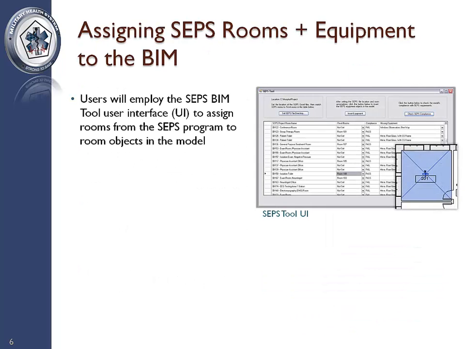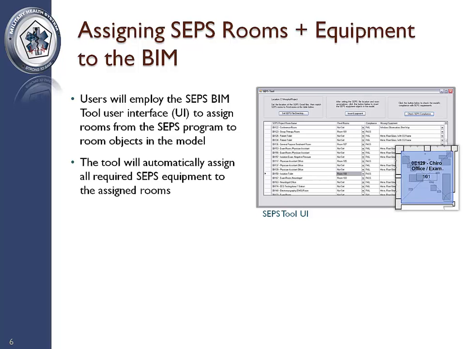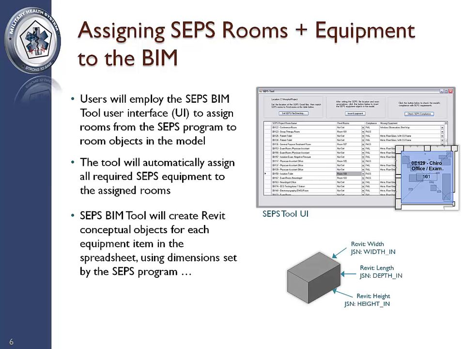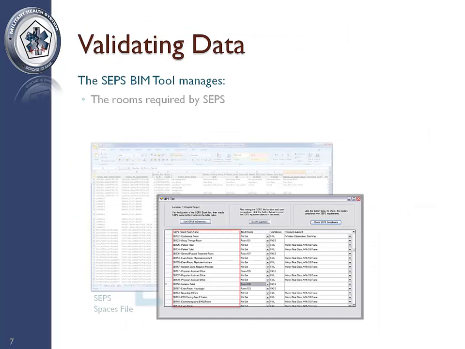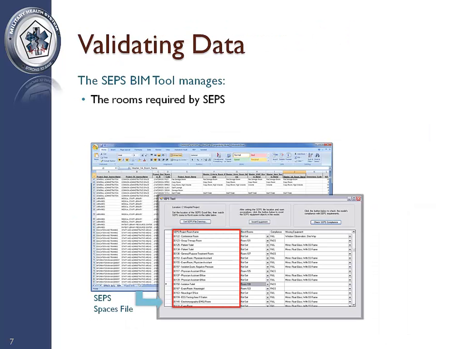Users will employ the Revit SEPS BIM tool user interface, or UI, to assign SEPS rooms to the project BIM. The tool will automatically assign all required SEPS equipment to the assigned rooms in the BIM. The SEPS BIM tool will create Revit conceptual objects for each equipment item in the project equipment spreadsheet file using dimensions set by the SEPS program and assign data attributes for each object. The SEPS BIM tool will assist in validating data during project development.